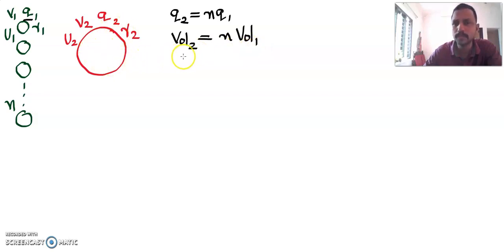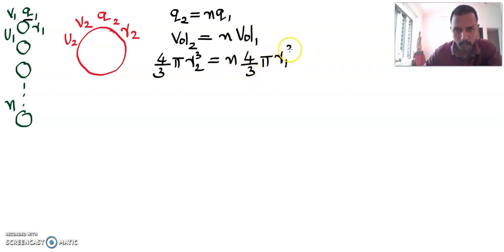Liquid drop is spherical. Therefore, what's the volume of a sphere? Volume of a sphere is 4 by 3 pi R cube. Since it is the bigger liquid drop, we write 4 by 3 pi R2 cube for volume 2, is equal to n times volume 1. What's volume 1? It should be 4 by 3 pi R1 cube. Is that clear? Then you could see we could cancel 4 by 3, 4 by 3, pi, pi.